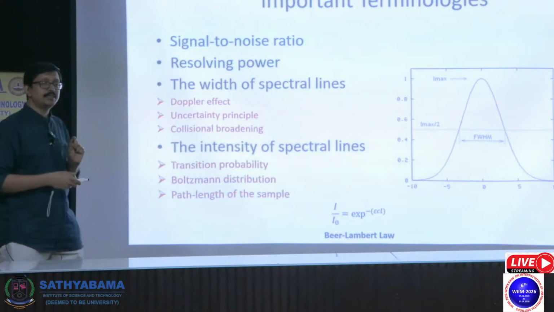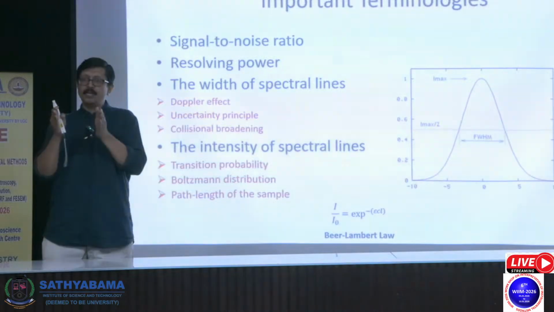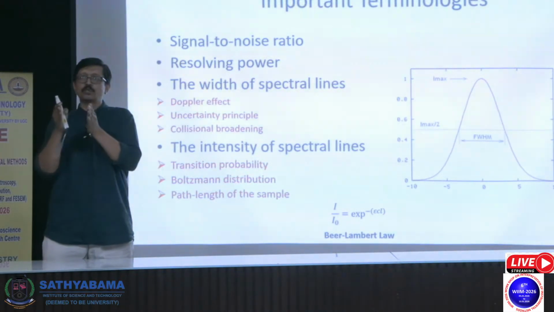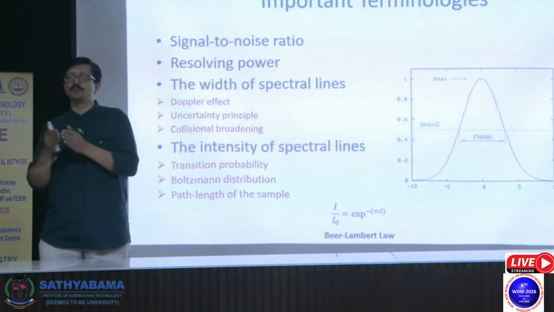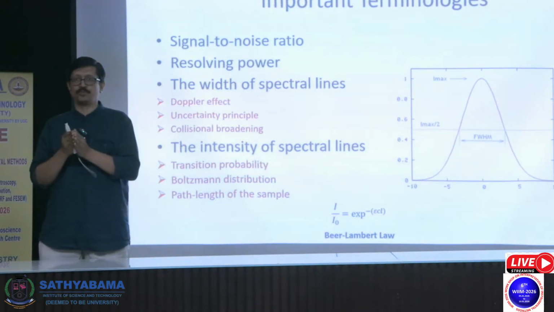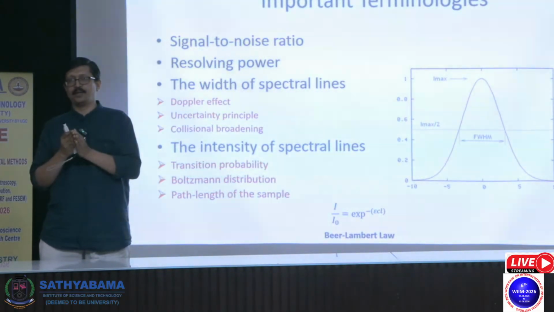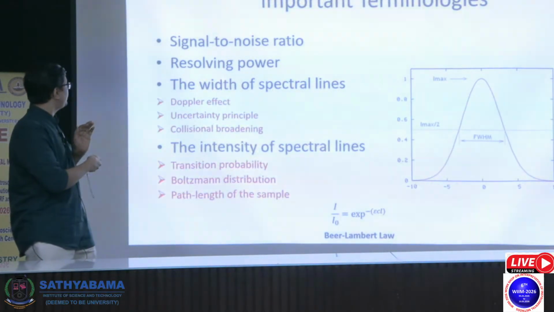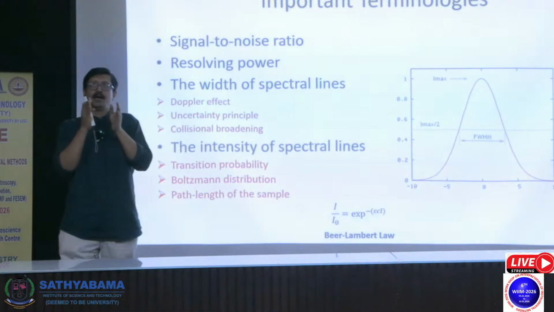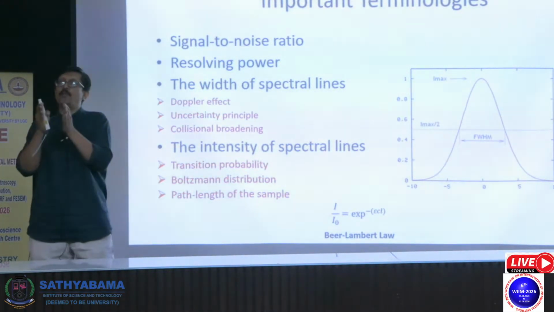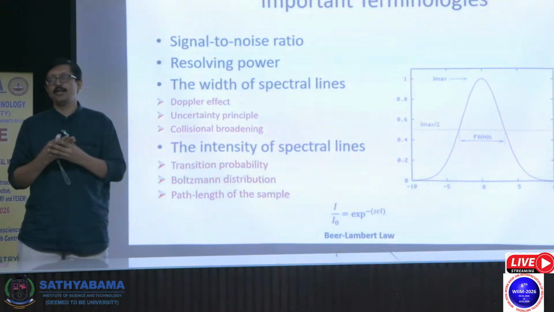Another important aspect is resolving power. Suppose your sample is absorbing very closely, 500 nanometer is absorbing, 500.5 nanometer is also absorbing. There are two different transitions. You want to see these two different transitions as two peaks. What you need is a spectrometer with high resolving power. The resolution of how small a nanometer step it can scan part by part. So that is called the resolving power of a spectrometer.